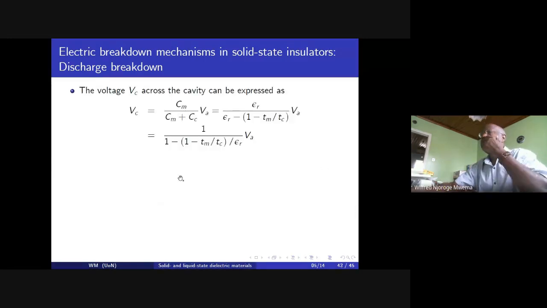The voltage VC across the cavity can be expressed as VC equals CM divided by CM plus CC, times VA. You can see that this is going to be epsilon R of the material divided by epsilon R of the material minus 1 times Tm over tau C, which are the thicknesses or dimensions of the cavity itself, multiplied by the applied voltage. And we see that this is just going to be 1 divided by that.